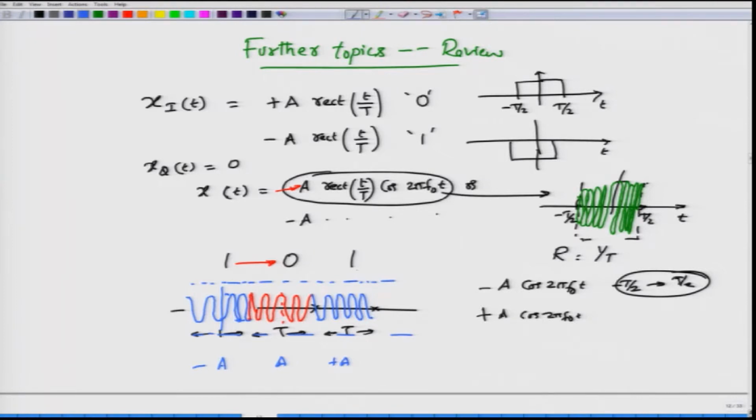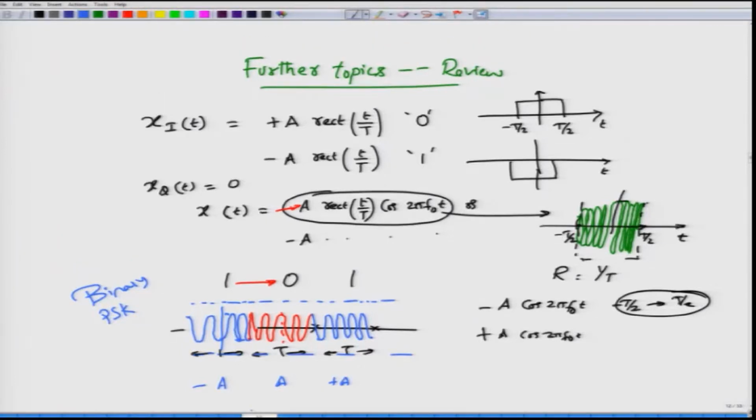Okay. Incidentally, this type of modulation is called binary phase shift keying. Okay. This is in the class of those modulation signals called modulation formats called phase shift keying, and this is binary phase shift keying.